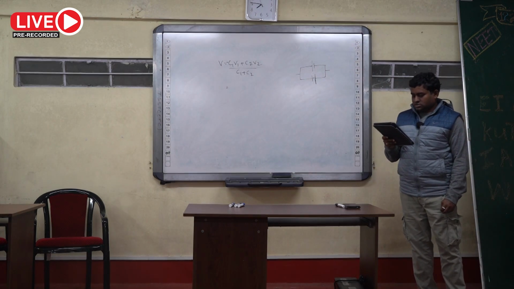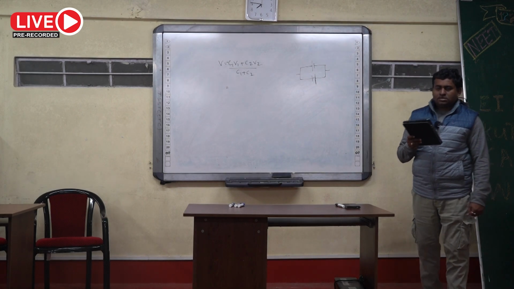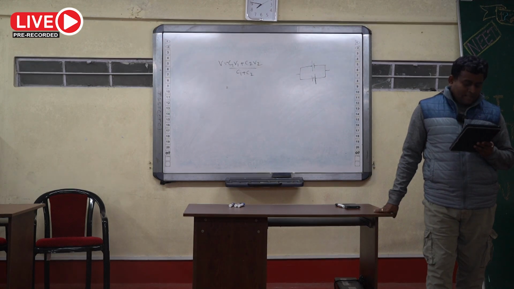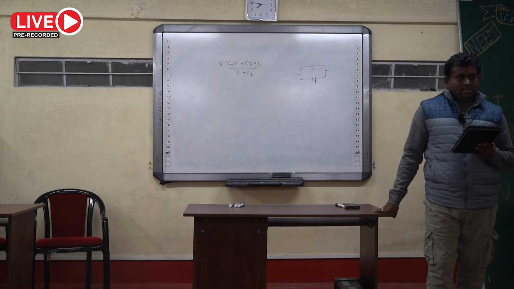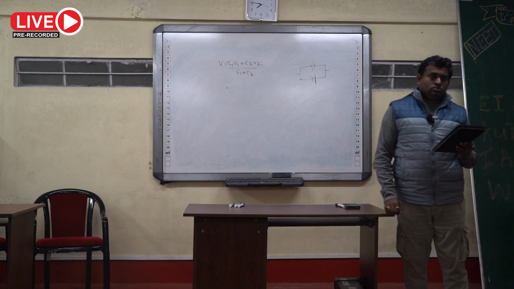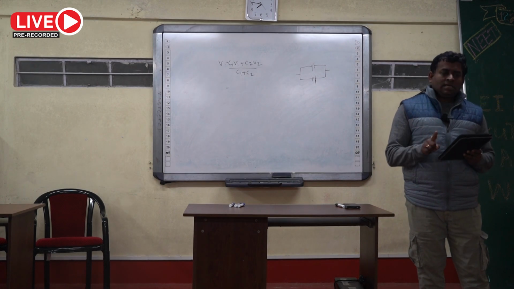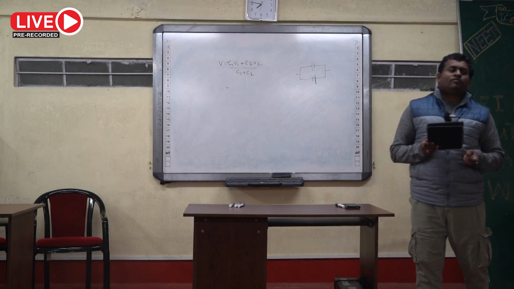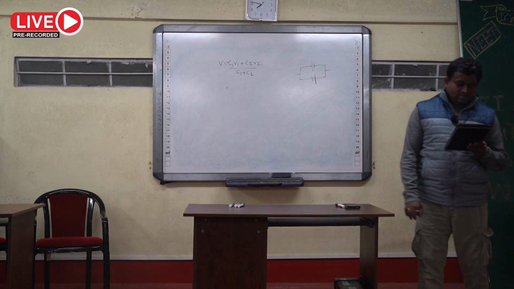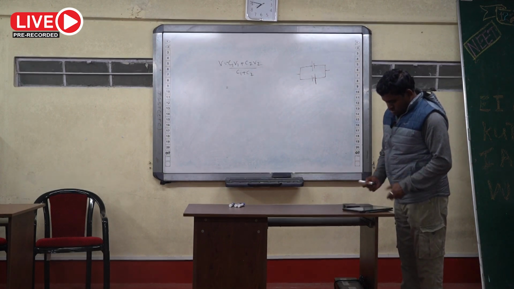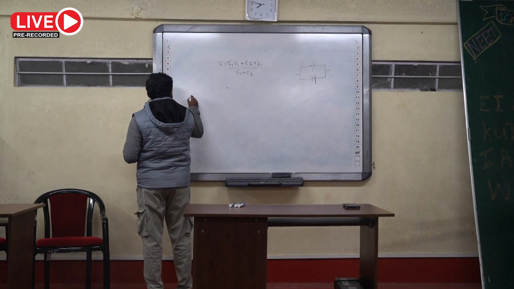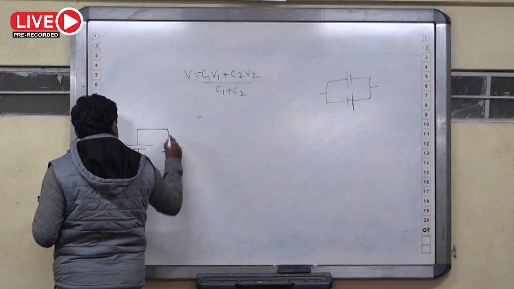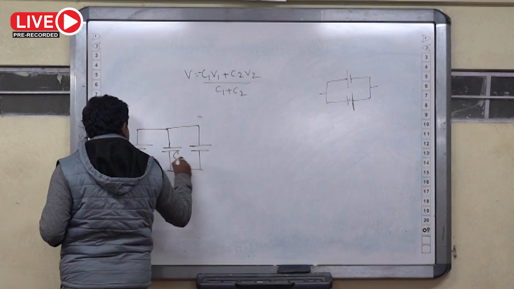Two capacitors, one of capacitance C and other of capacitance C by 2, are connected to a battery of voltage V. The diagram is given. This is C, this is C by 2.